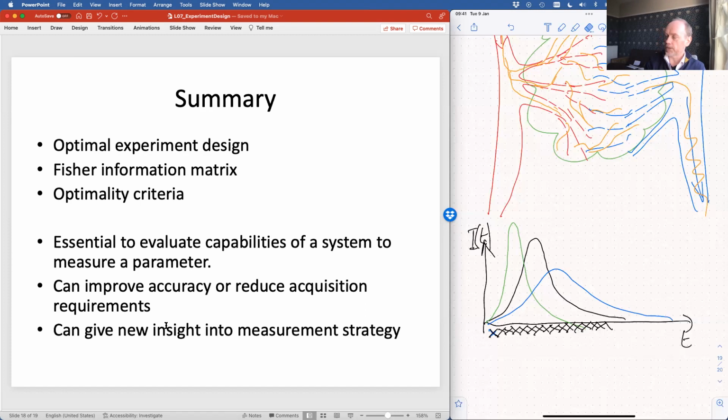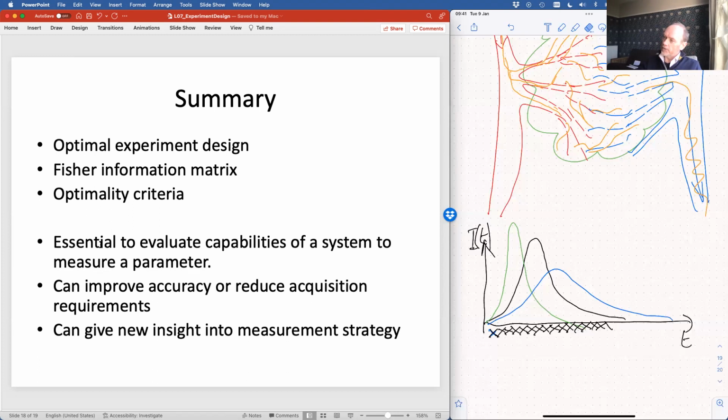Okay, so that's all I'm going to say. Just to summarize, we've talked about optimizing experiment design for parameter estimation, using the Fisher information matrix as a key tool in doing that, and using that to derive various optimality criteria that we can optimize. So just to think a bit about what the scenarios are under which we need to do that.